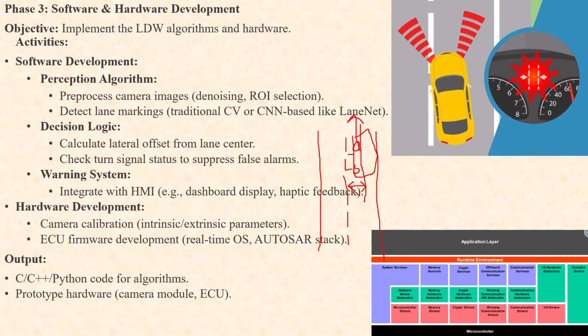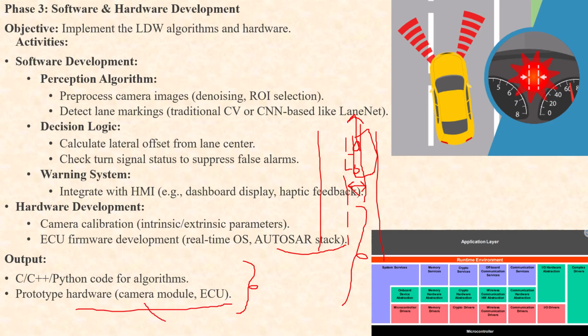Okay, next comes the hardware development: camera calibration, ECU firmware development, which involves the real-time operating system, which involves the AUTOSAR stack. All these things are a part of the hardware development. Okay, next, what is the output of the software and hardware development? The output is the actual code and also the actual camera module and the ECU.